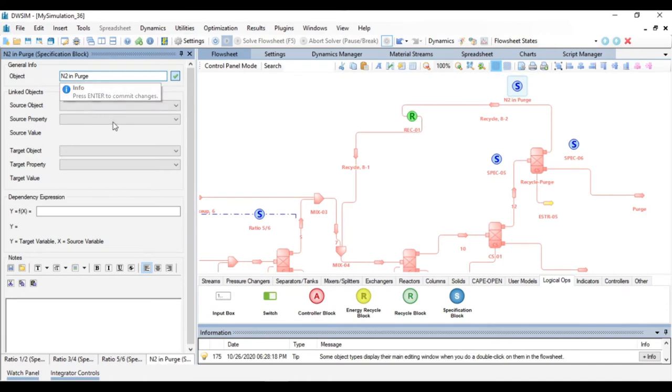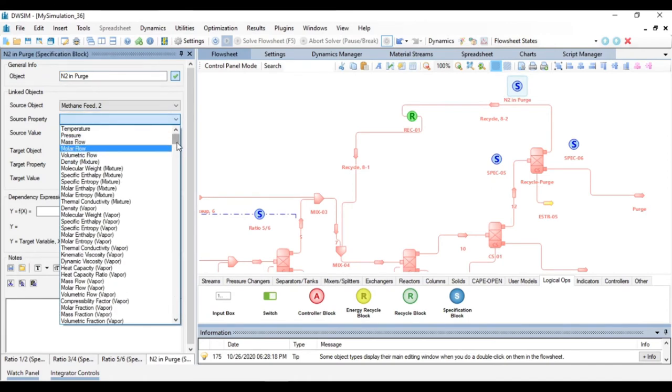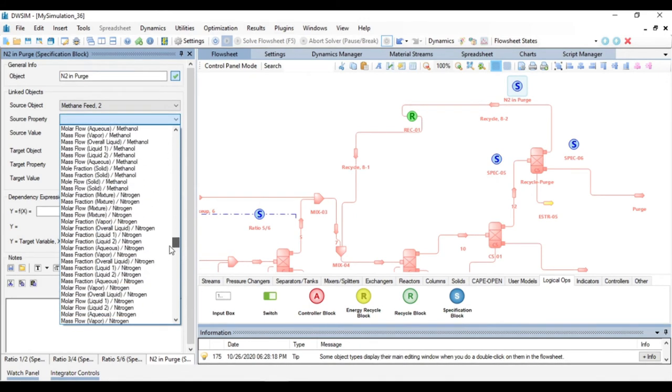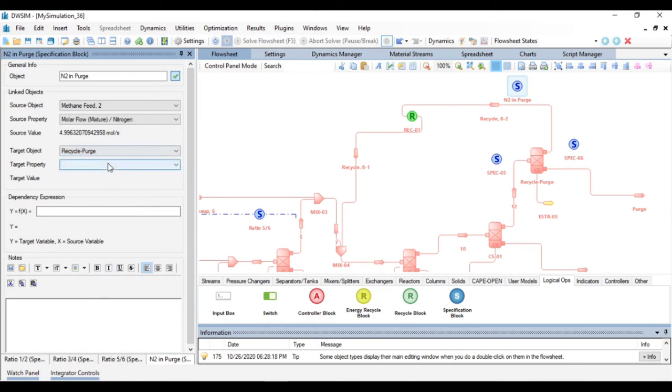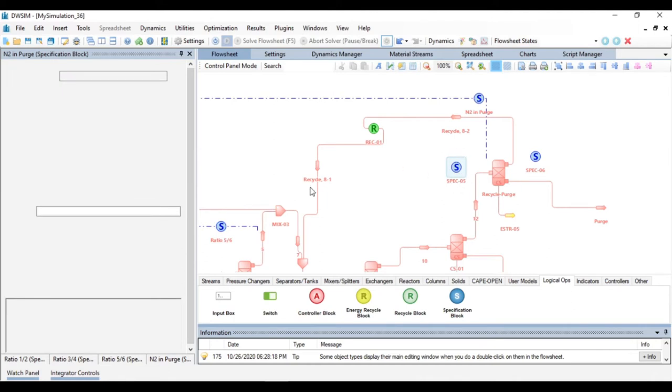So, the source object is the methane feed, and the source property is the molar flow of nitrogen, and the target object is the recycle purge, and the target property is the spec value of nitrogen. Okay, and next is this specification block.